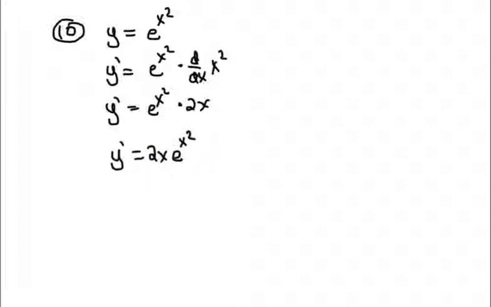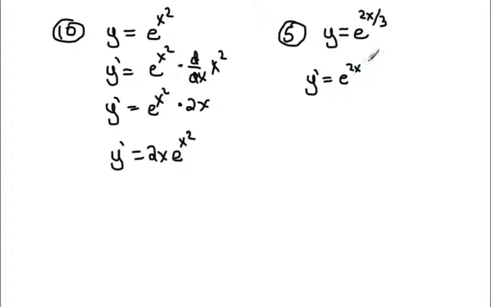Okay, so let's try another one. This is like example number 5 in the book. Say we have y equals e to the 2x over 3. Then the derivative is going to be e to the 2x over 3 times the derivative of 2/3 x. The derivative of 2/3 x is 2/3, and this just stays the same, so it'd be 2/3 e to the 2x over 3.